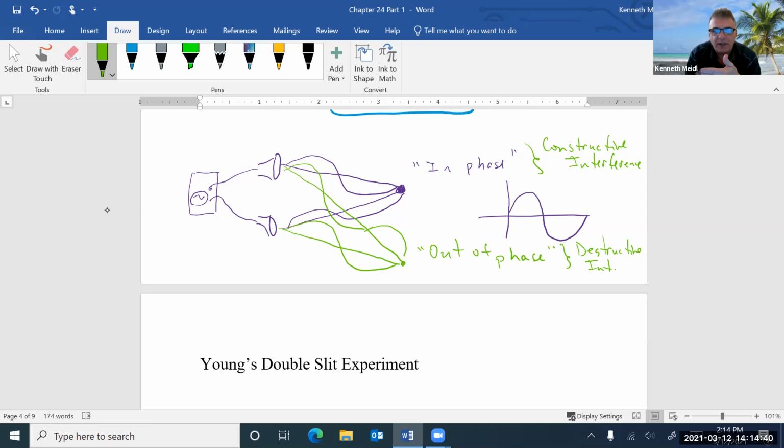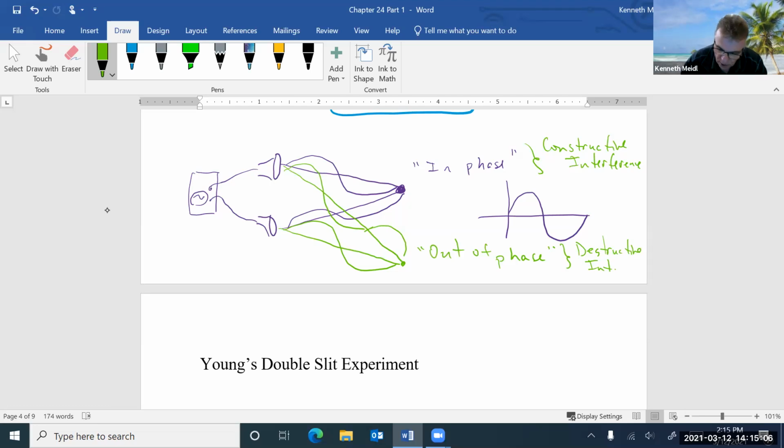With sound, it's pretty easy. You just get two speakers and you hook them up to the same sound generator. And so as long as the same sound generator is feeding both speakers, what comes out of both speakers is identical. Okay. And the waves are starting in exactly the same place when they come out of the speaker. And so Thomas Young has to match up those conditions perfectly.